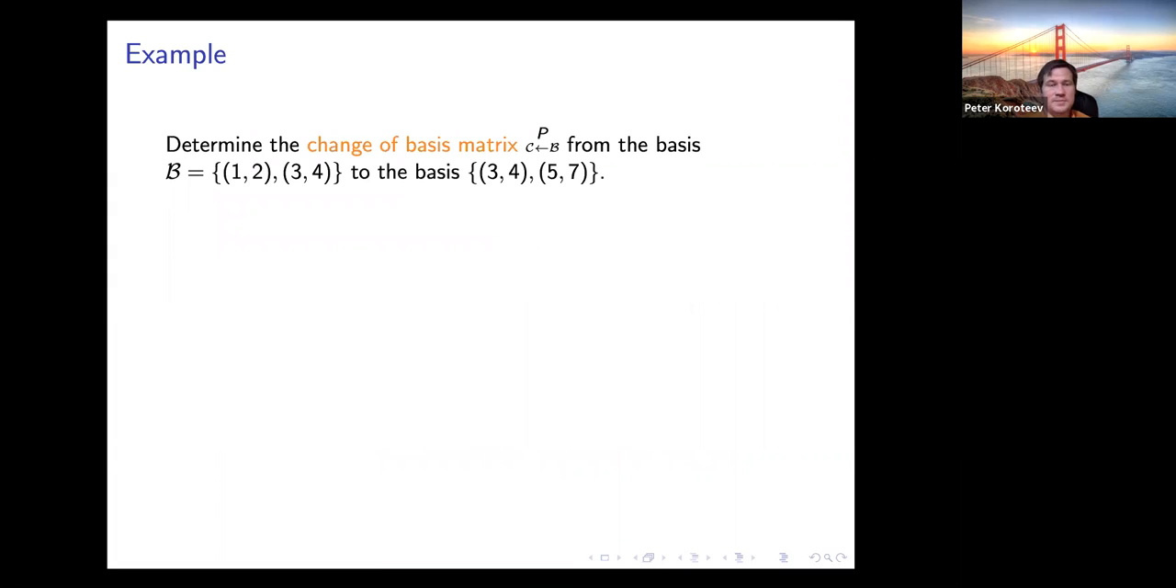Let's look at an example. Let's determine the change of basis matrix P from B to C. So we take two-dimensional Euclidean space, and then there's a basis (1, 2), (3, 4), and the basis (3, 4), (5, 7).